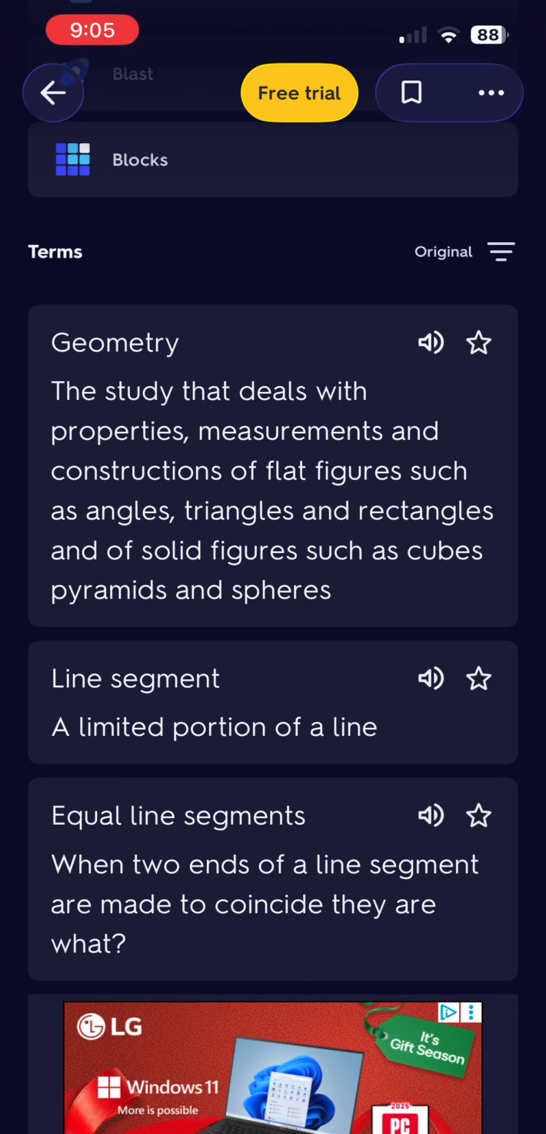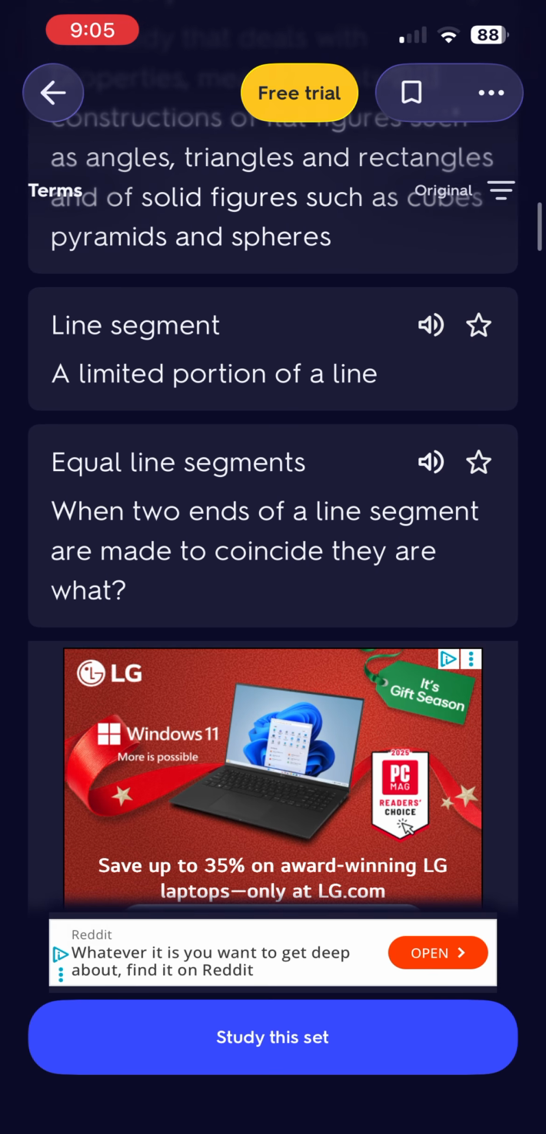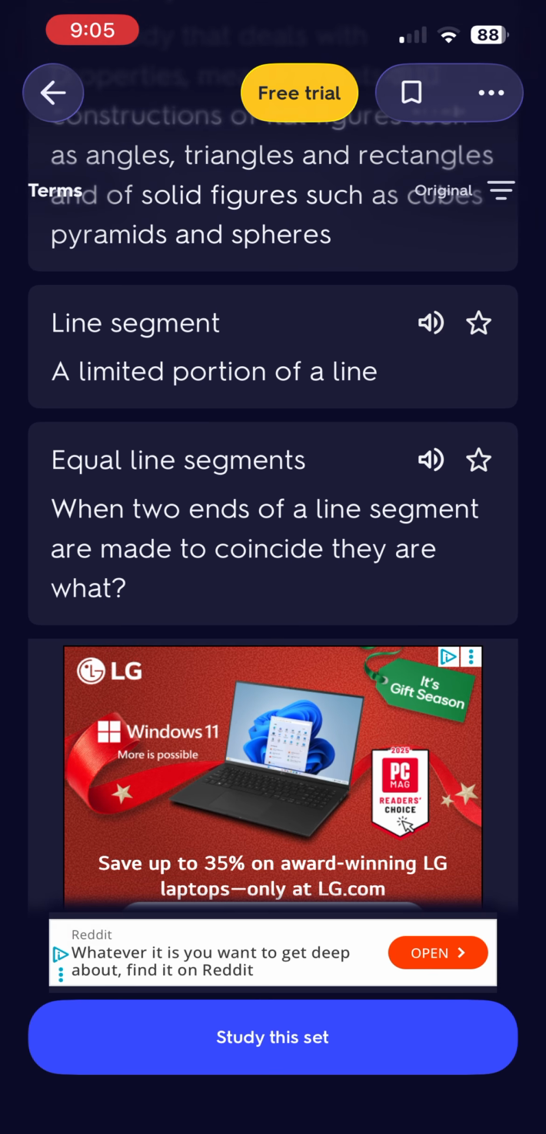Geometry. The study that deals with properties, measurements, and constructions of flat figures such as angles, triangles, and rectangles, and of solid figures such as cubes, pyramids, and spheres. Line segment. A limited portion of a line. Equal line segments. When two ends of a line segment are made to coincide, they are what?